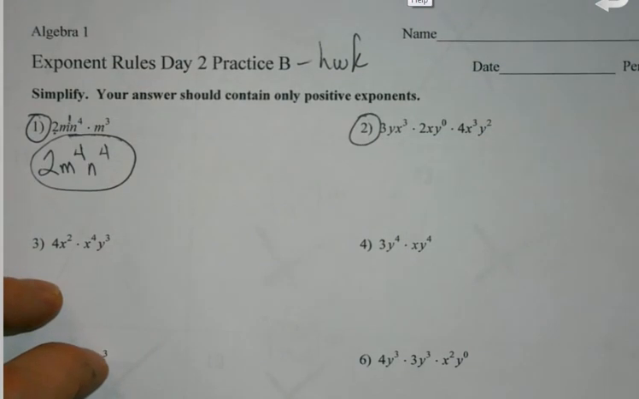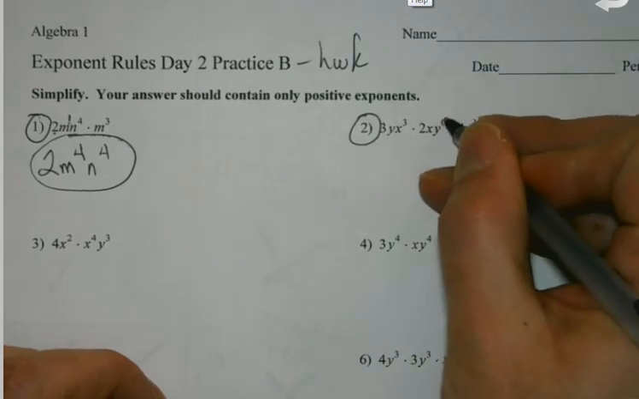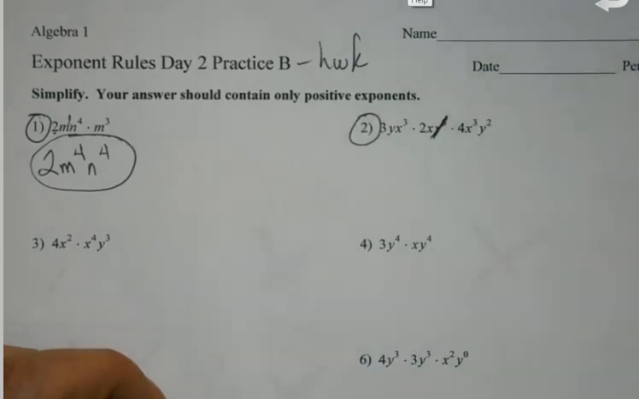Number 2, it's like, ooh, these are getting kind of long. One question, because we haven't talked about this yet. What's anything to the 0 power equal? 1. So basically, if I see something to the 0 power, that piece can go away. Now in this case, there's no parentheses, so it's just the y that it's doing it with.